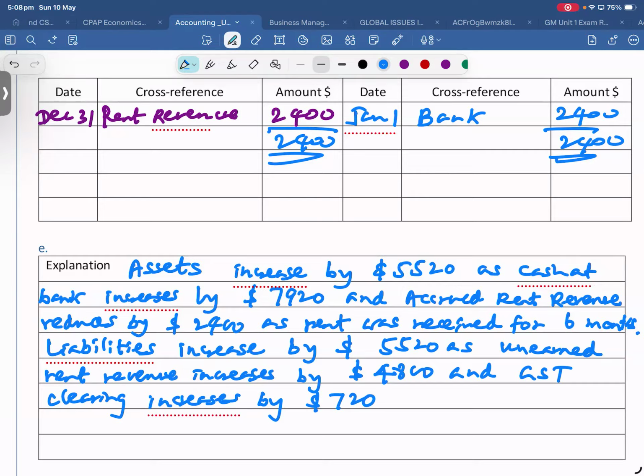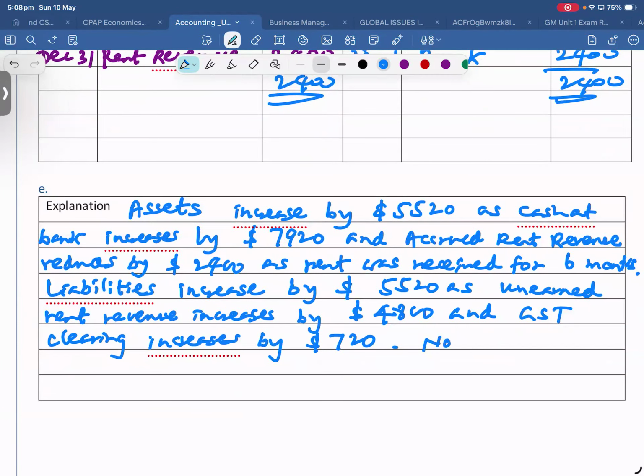No, I think it's, you're giving it for accounts. They deposit the money. No impact, no effect on equity.